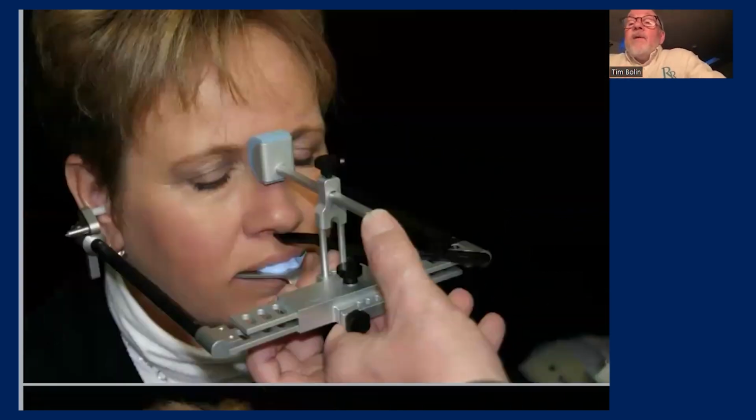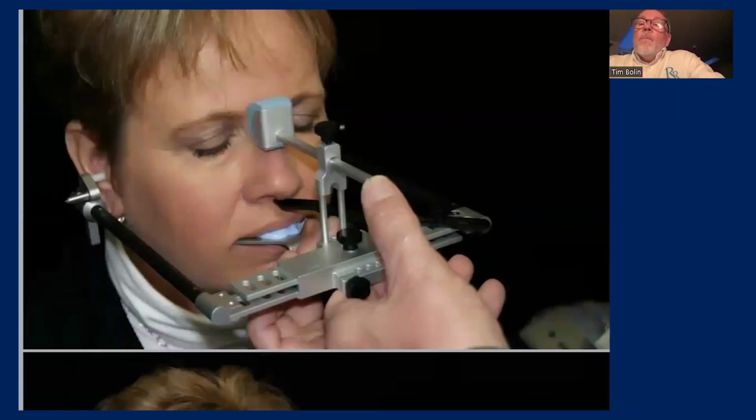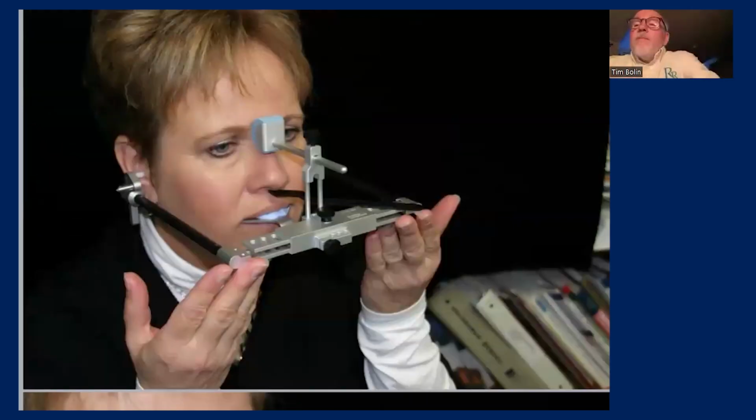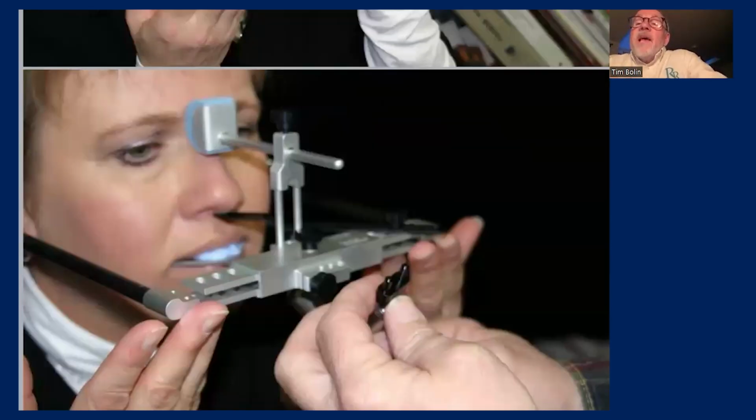So now we've got a registration joint holder that we need to connect to the facebow transfer and the bite fork. I've got Karen holding this thing up for me. I first attach the front of the registration joint holder to the bite fork. Then the back section of the registration joint goes into this front section of the facebow transfer.